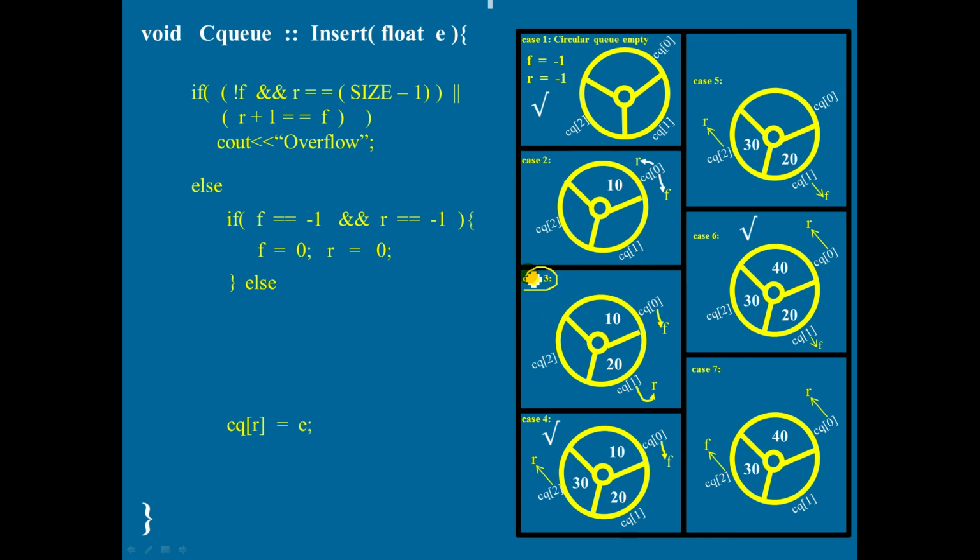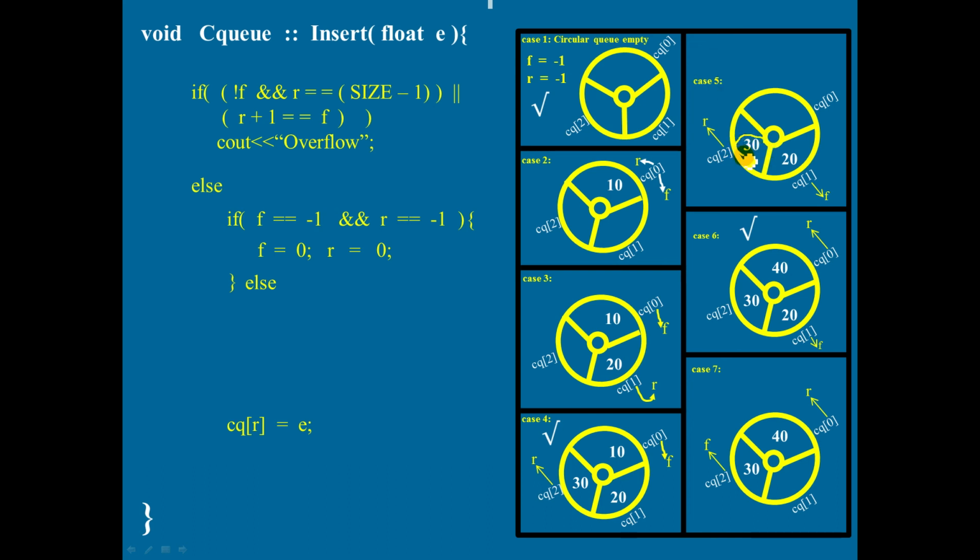In case 3, how do you insert an element? This is the last element. So new element should come here. So here r plus plus will give you 2, and to CQ of r, the new element can be inserted. So here also r plus plus, pending case. Later we will write the code for this one. This case already considered. In case 5, how do you insert an element?